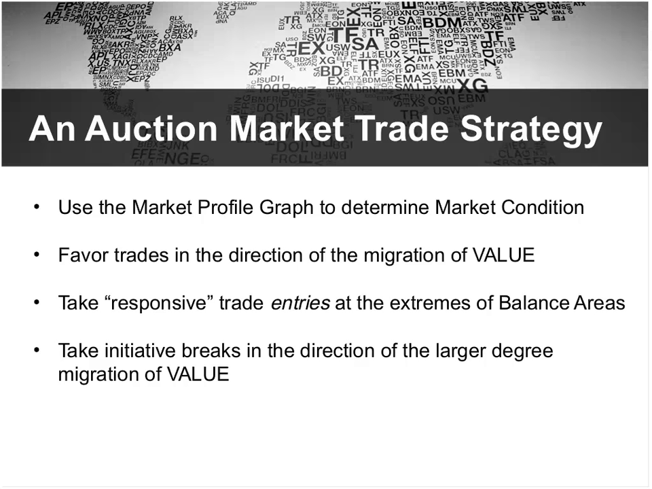Is value overlapping, or do I see a migration of the high volume nodes, or the value areas? What I refer to as a high volume node, most market profile traders call a value area. Is that stair-stepping higher? Is it stair-stepping lower? Is it overlapping? And once you've determined that, if you can determine a definitive migration of value, you want to favor trades in that direction, and then use the smaller degree auctions for favorable entry.